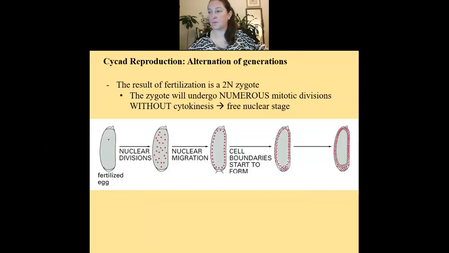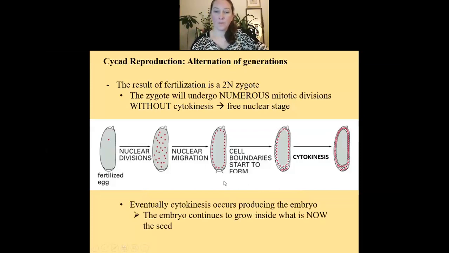Okay, almost done. So this is what I just said. You have that free nuclear stage, and then the nuclei get organized. Cytokinesis finally occurs, and then the final result is an embryo, and the embryo is going to continue to grow via mitosis inside of what is now the seed. It was an ovule with an egg.